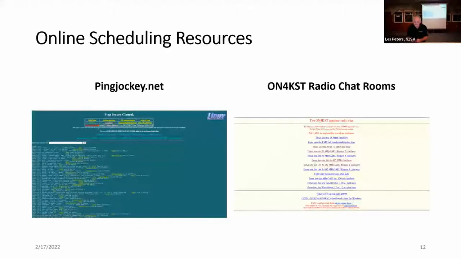And on the right is the ON4KST chat rooms. So obviously here you'd probably want to use the 6 meter region 2 and the 2 meter 432 region 2. But again, those are good resources. But I think primarily I'd use Ping Jockey. Ping Jockey is a good one.